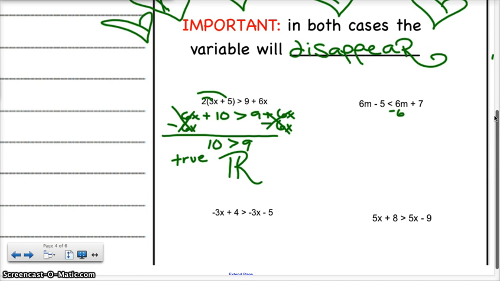Okay, take 6m away, because I don't need to distribute on this next one. Take 6m away.